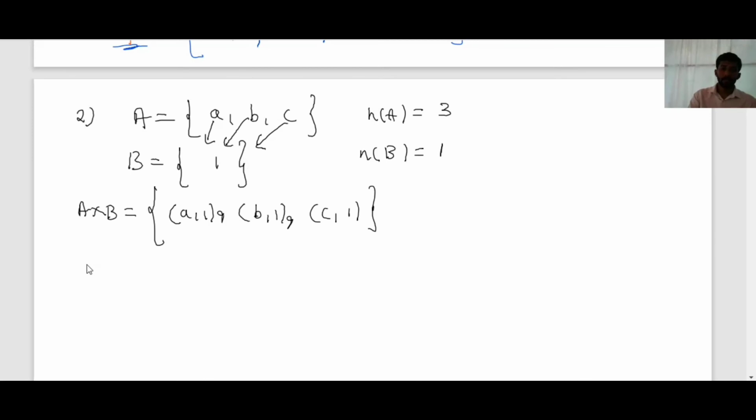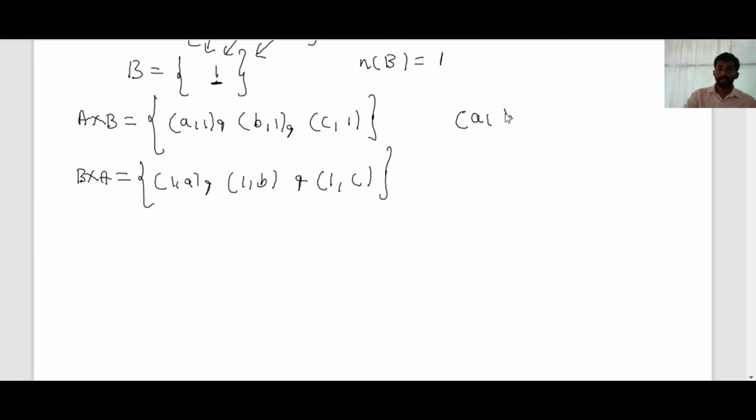Okay. Now see, take B cross A. How to get B cross A? You need to combine elements of B with all the elements of A, right? What's the first element? 1 and a. You will get the ordered pair (1, a). Next, element 1 with the element b, right? So you will get (1, b), and the third is (1, c). Now check whether A cross B is equal to B cross A.